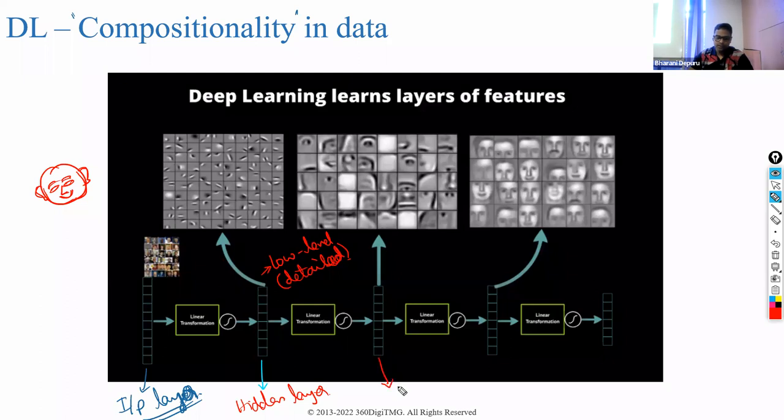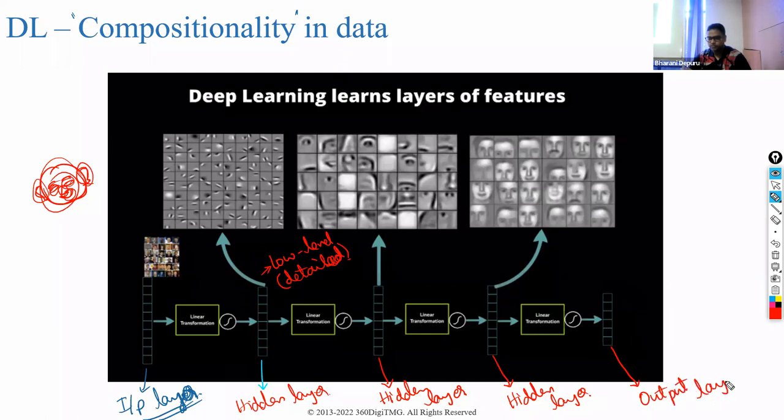Then the next set of hidden layers, this is also called a hidden layer. This is capturing probably the eye of a person or the nose or mouth or ear of a person, and so on and so forth. Then you have the next set of hidden layers, which is capturing the entire face of the person. And finally, you have the output layer, which will classify and tell you the name of the person. It will give you the name of the person actually.